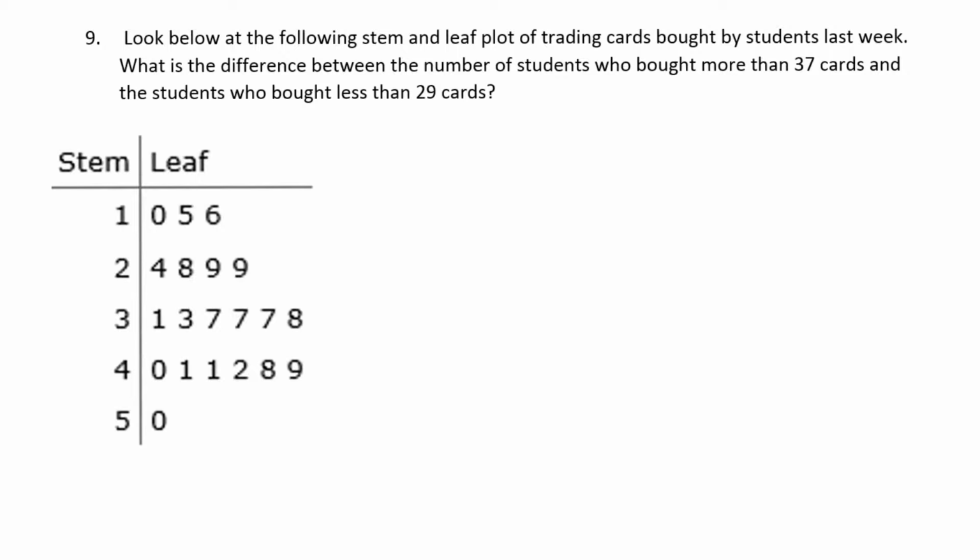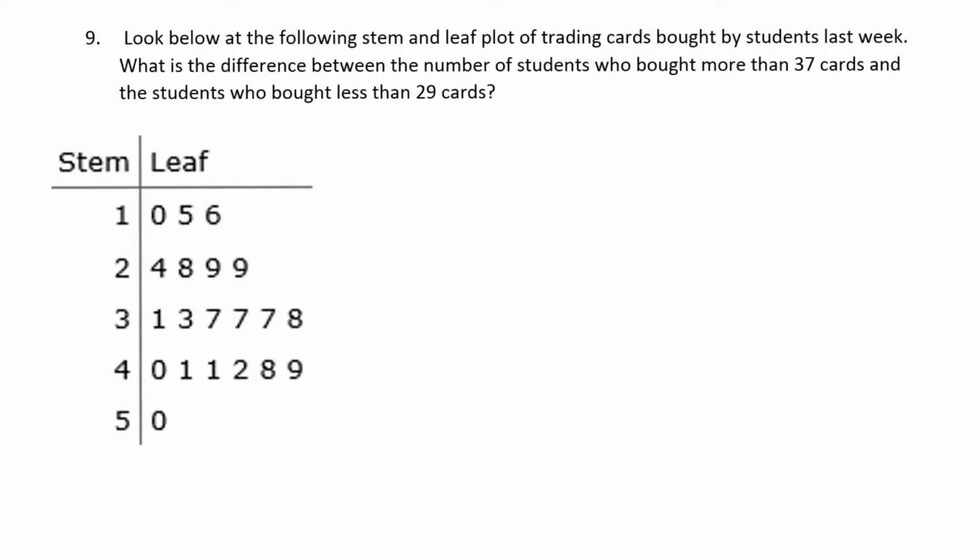Question number 9 says, look below at the following stem and leaf plot of trading cards bought by students last week. What is the difference between the number of students who bought more than 37 cards and the students who bought less than 29 cards?